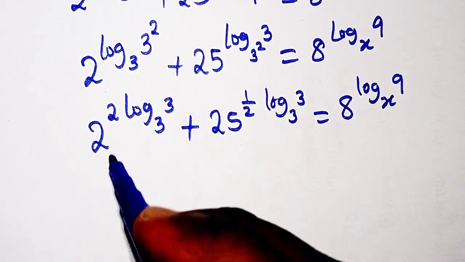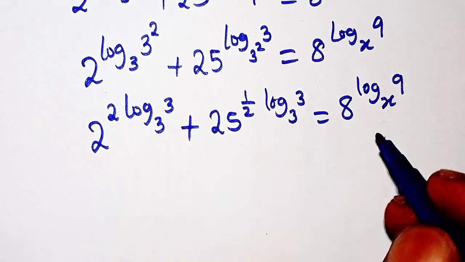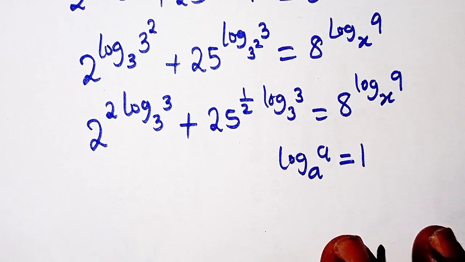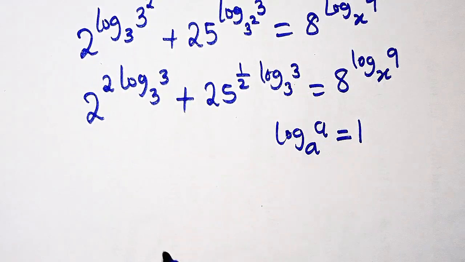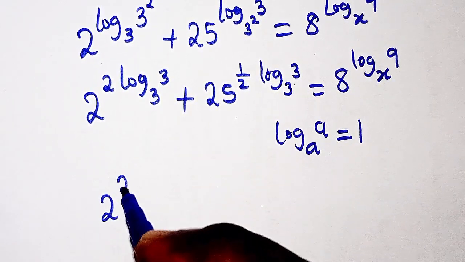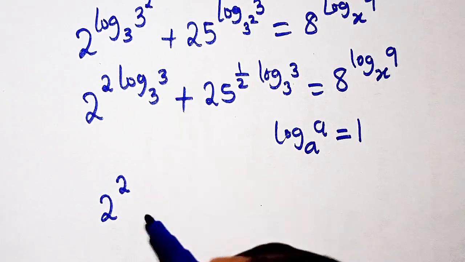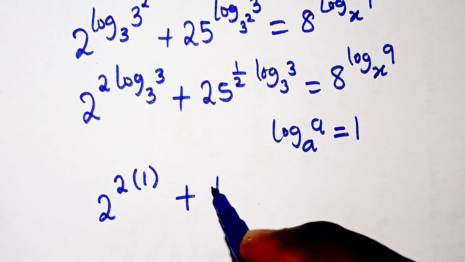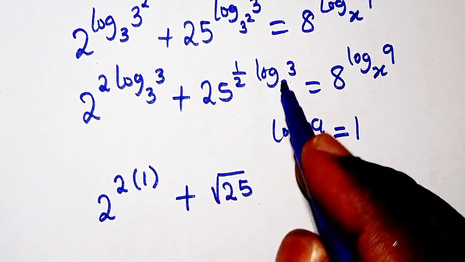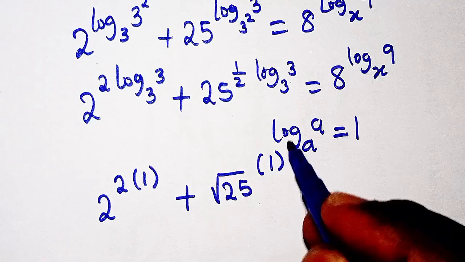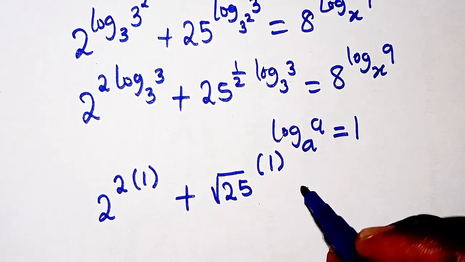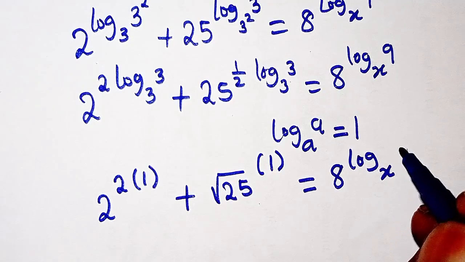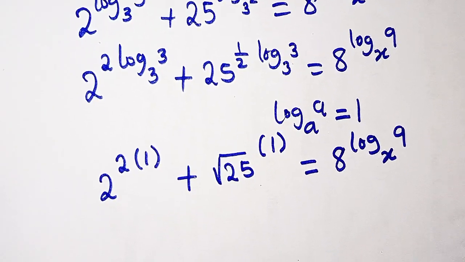Then also we move on. If you have log base a of a, this will give us 1. So we are going to use it here. We're going to have 2 log base 3 of 3, that will give us 1, plus, now this 25 is like the square root of 25, multiplied by 1, because log base 3 of 3 will give us 1, equals 8 to the power of log base x of 9.